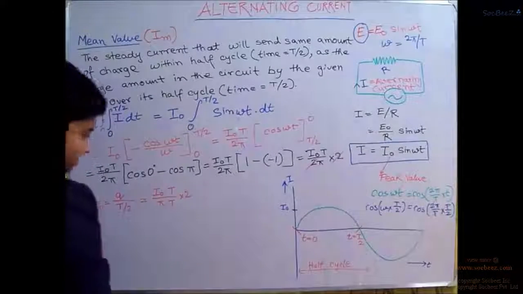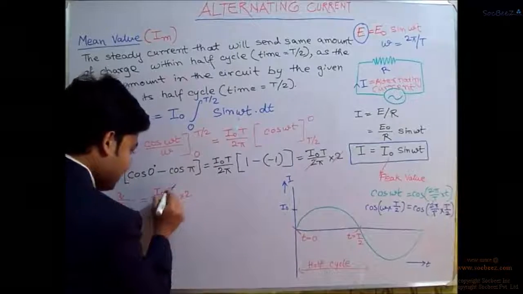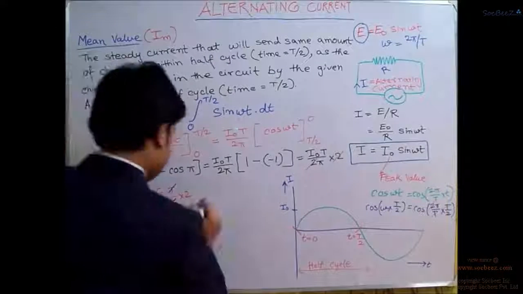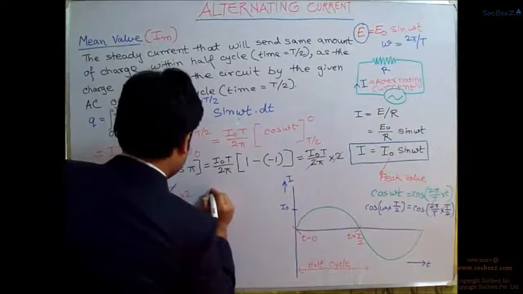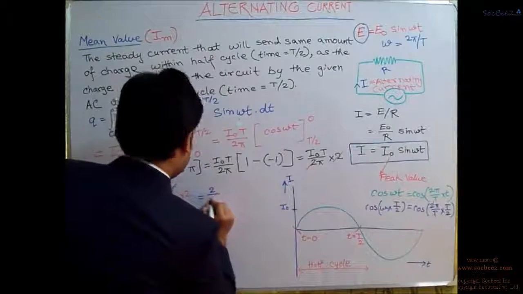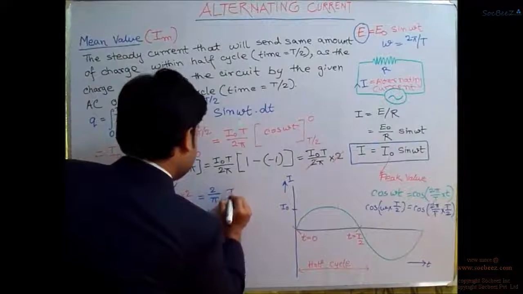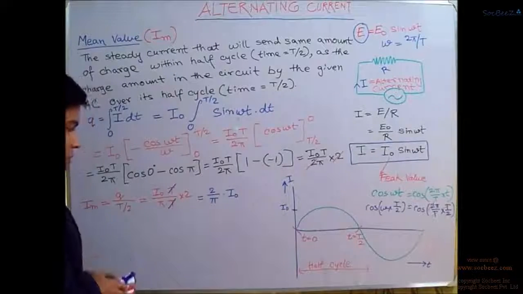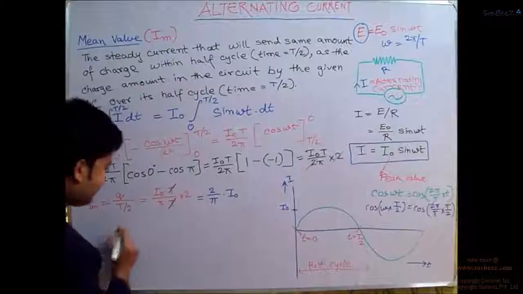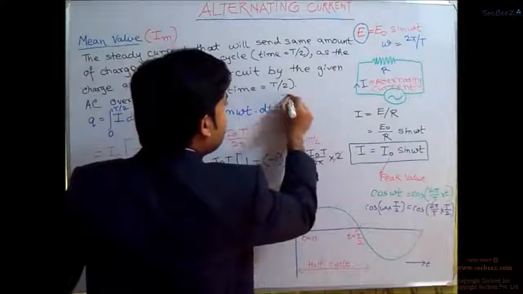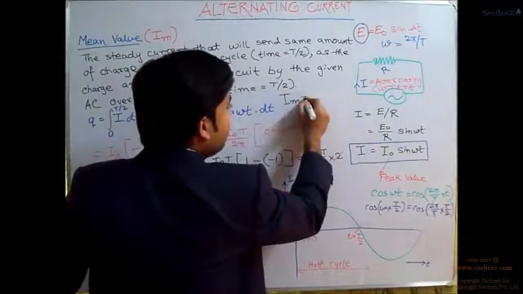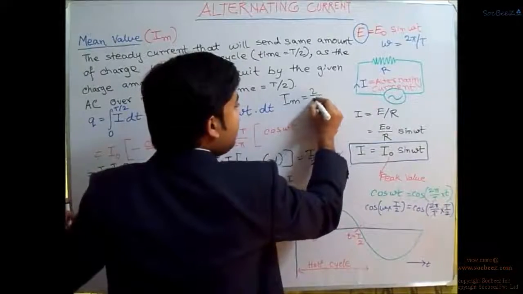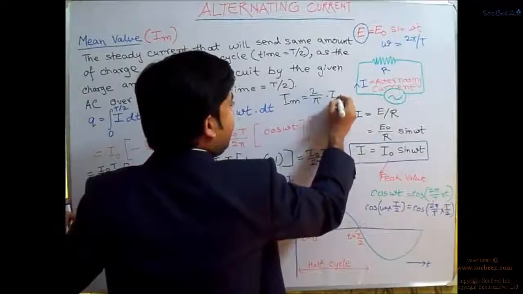Over here, we could see that we can cancel out this capital T and this capital T. So the expression left over is equal to 2 divided by pi multiplied by I naught. So the expression to which we have reached is that the mean value, I mean, will be equal to this term, 2 divided by pi of I naught.